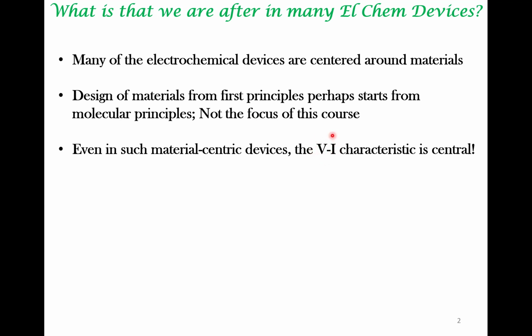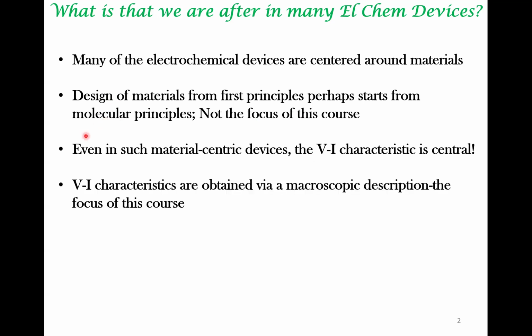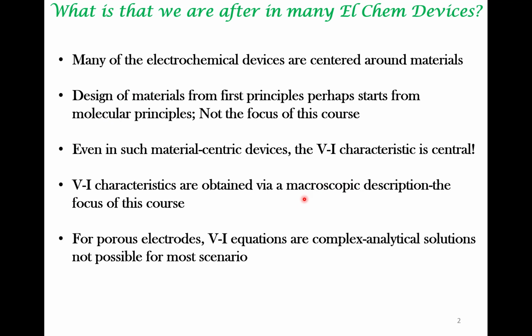How you model the VI characteristic of an electrochemical device is central irrespective of the material that goes into the electrochemical device. So in this course, we would obtain the VI characteristic using a macroscopic description, using principles of continuum mechanics, continuum thermodynamics, continuum chemical kinetics, and continuum electrochemical transport phenomena.